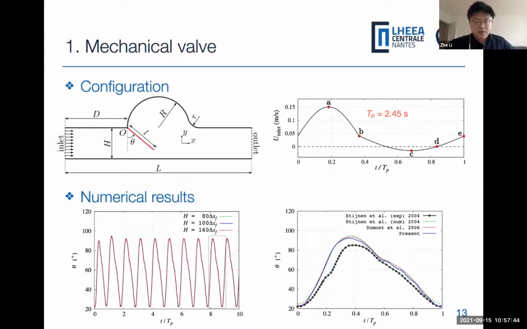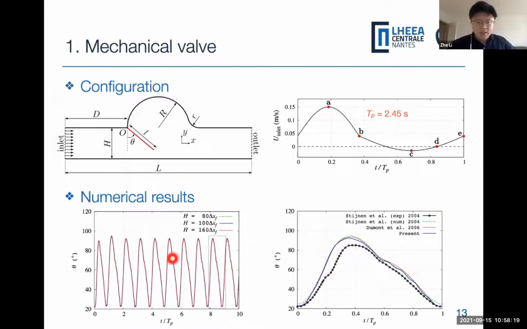The first test case is about a mechanical valve. Here you have a 2D channel. The black parts are fixed rigid solid walls, and the right bar is also a rigid wall, but it can rotate freely around the point O. And we impose an inlet velocity at the inlet as shown in this figure. It's a periodic and positive inlet velocity condition.